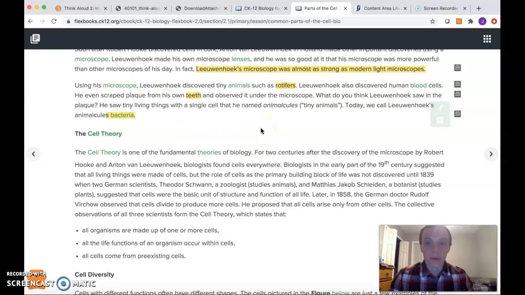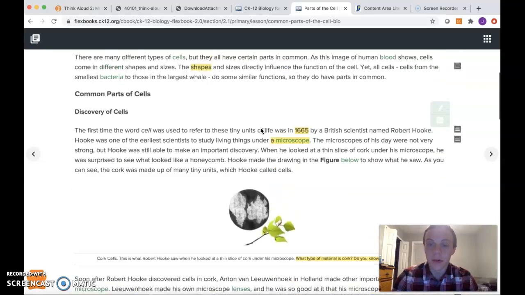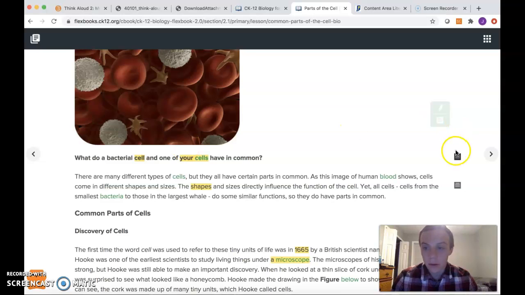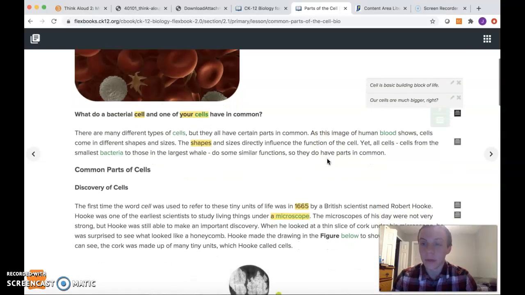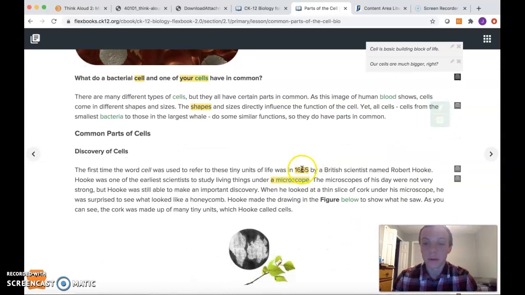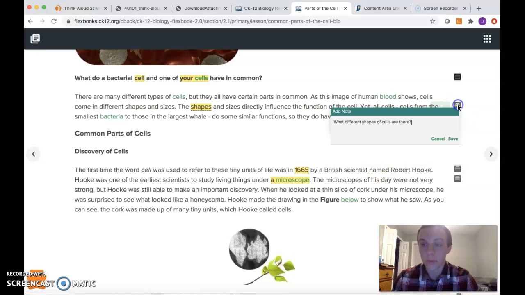Okay, so we're going to sort of transition and just reflect on the notes that I've taken so far. It looks like here I've got engaging prior knowledge, and sometimes that's what we do when we annotate: we just think about what our prior knowledge is, and so I knew that cells are basic building blocks of life. And here it looks like I asked a question about how bacterial cells and my cells are different. So when we take notes and annotate texts, sometimes we ask questions. Going down here, oh, whoops, I ask another question here.